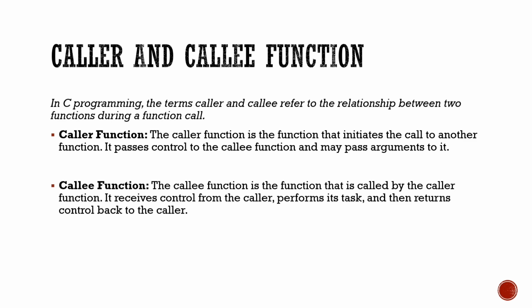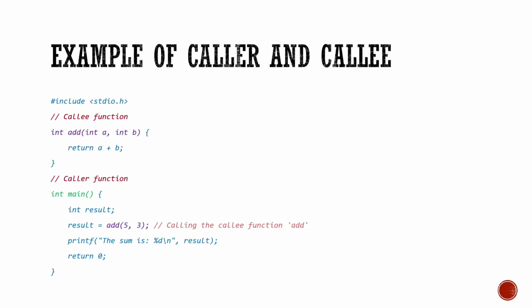Caller and callee, this is also important. Now in C programming, the terms caller and callee refer to the relationship between two functions. Means when two functions are communicating between themselves, then one will be the caller, another one will be the callee. First, caller function. The caller function is the function that initiates the call to another function. It passes control to the callee function and may pass arguments to it. Like we are adding two numbers. Here is the example. We are adding two numbers A and B.